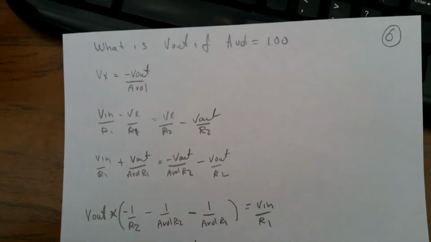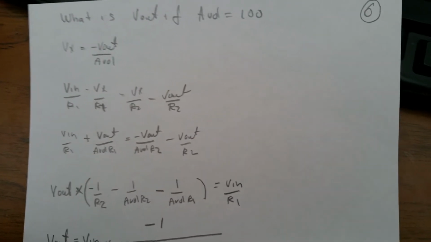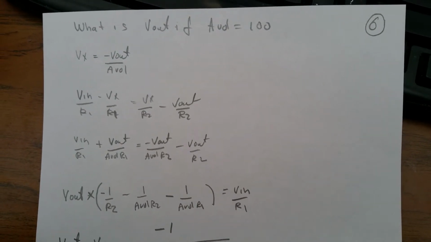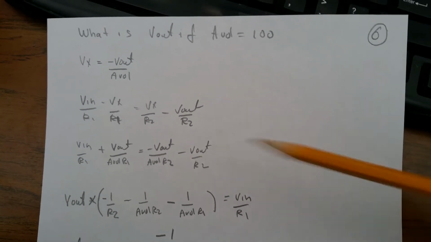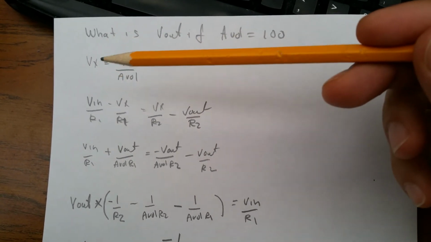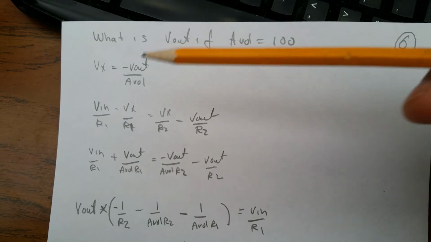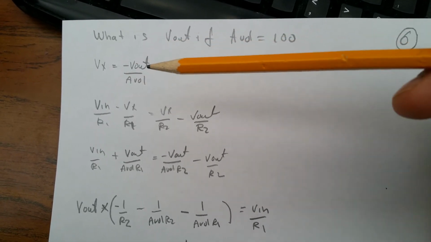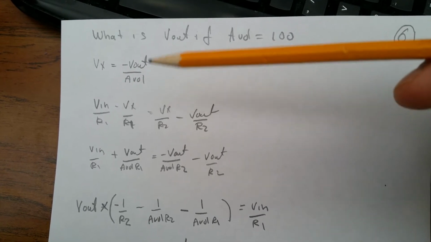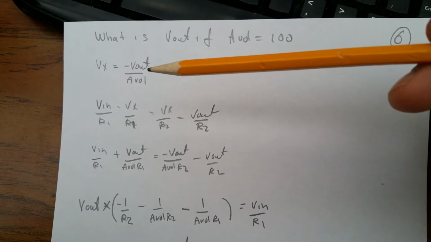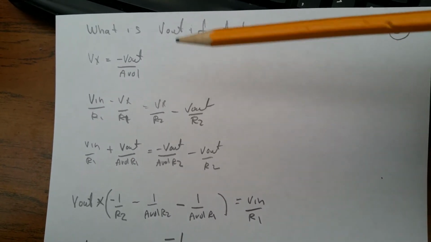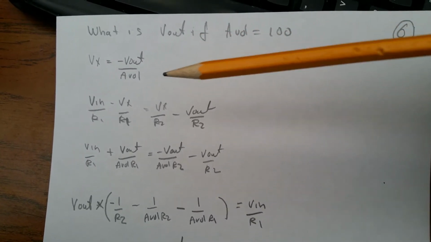Again, these notes are with the understanding that you want to understand this more deeply. Now, what is Vout if the open loop gain is 100? Well, now I solve for Vx. And I know a lot of times people will just say, oh, open loop gain goes to infinity, Vx equals 0 right at that point. But we talked about that in a previous lecture, where you can't really say that just yet.